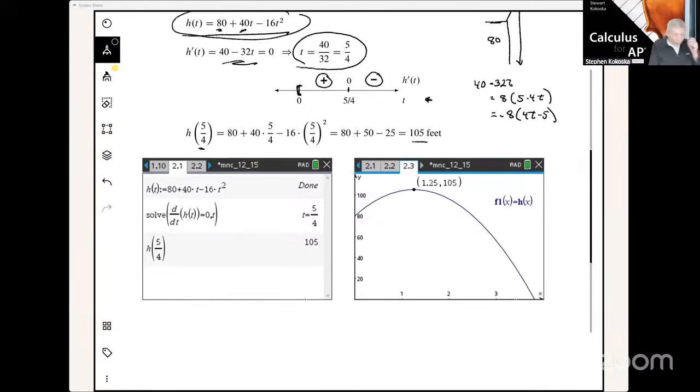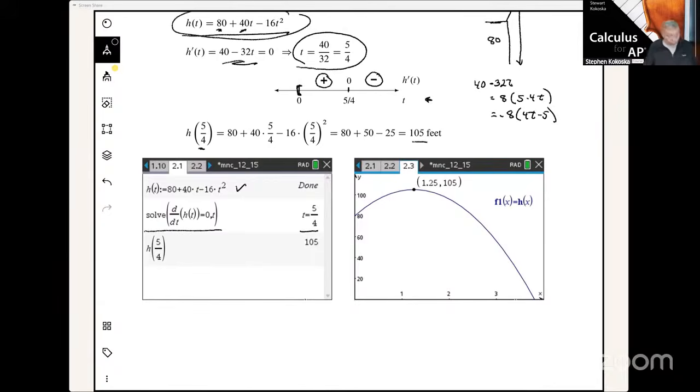I can do this a little bit with technology, and again, I use the TI-Nspire. Here's my function h of t. This expression is just solving the derivative equal to 0 for t. I got t equal 5/4. And I evaluated h at 5/4. There's my 105. I feel pretty comfortable about this answer.